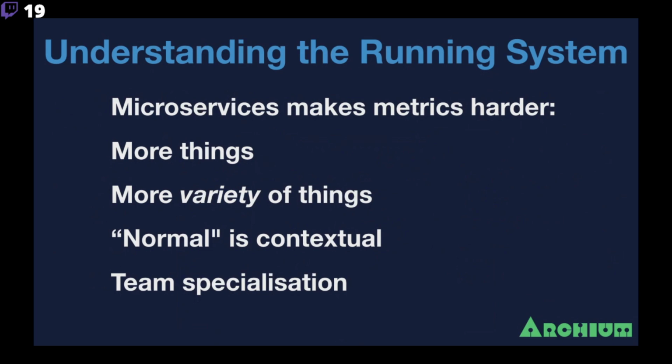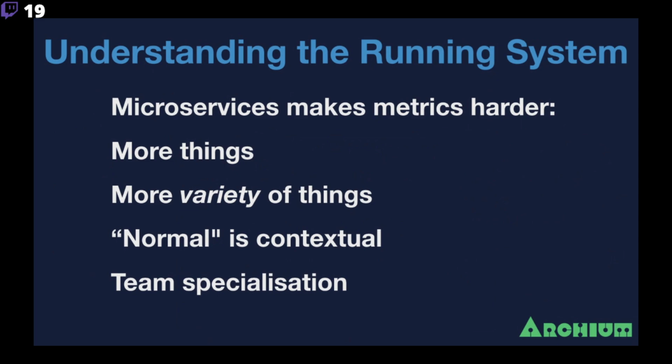There's also more variety of things. This isn't like when we have a monolith and we decide we want to go from having 2 instances to 70. We're actually providing a whole bunch of different things that we now need to monitor. It might even be in different languages or on different types of hardware. Also, normal becomes very contextual because there's a variety of things. What might look like a problem in one place might actually be normal for that place, whereas compared to another place, that might be a problem. And also you'll end up with some team specialization. As teams are focused on different parts of the domain, they'll want monitoring about different parts of the system.